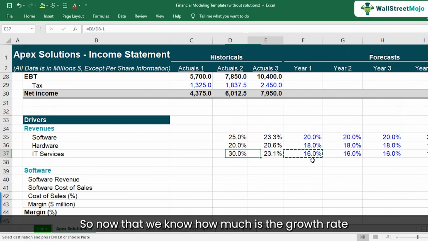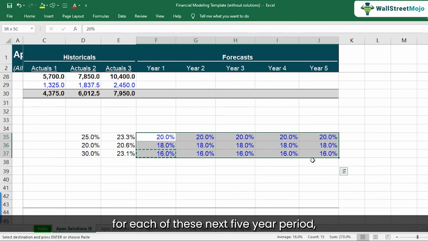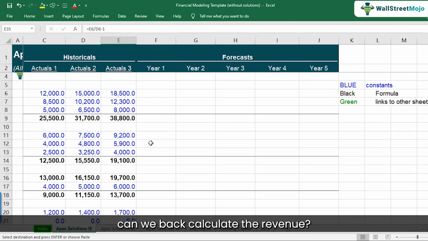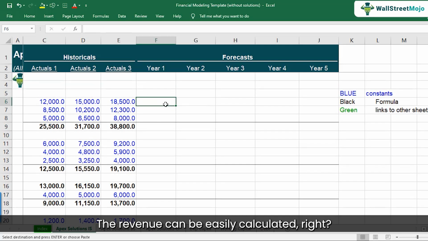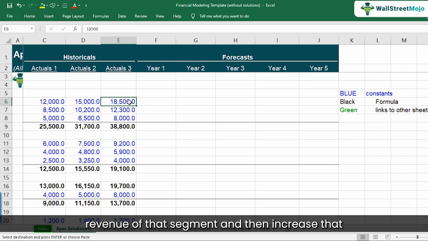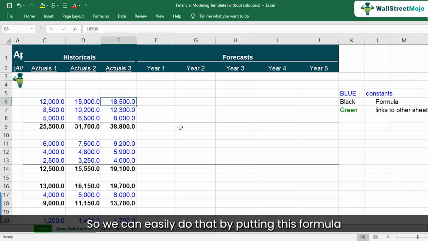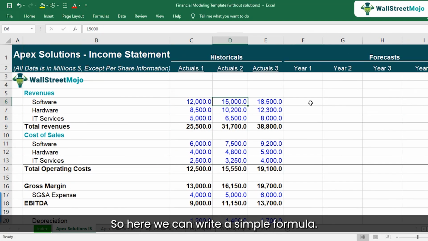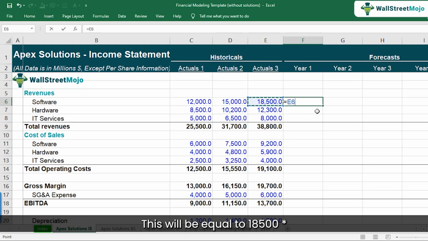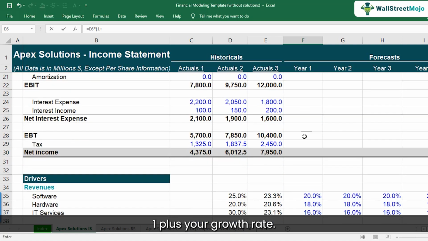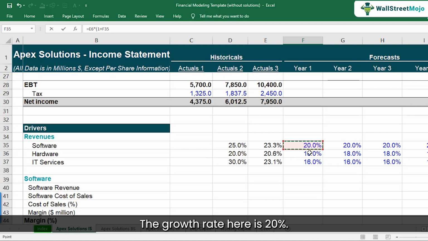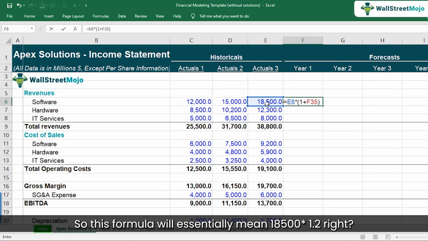Now that we know the growth rate for each of these next 5-year period, can we back calculate the revenue? The revenue can be easily calculated, right? We just need to know the previous year's revenue of that segment and then increase that by the respective percentage growth. So we can easily do that by putting a simple formula. This will be equal to 18,500 multiplied by bracket open 1 plus your growth rate. What is the growth rate here? The growth rate here is 20%. So this formula will essentially mean 18,500 multiplied by 1.2, right?